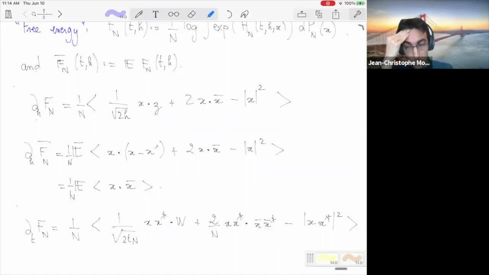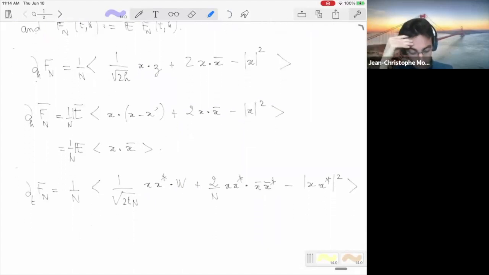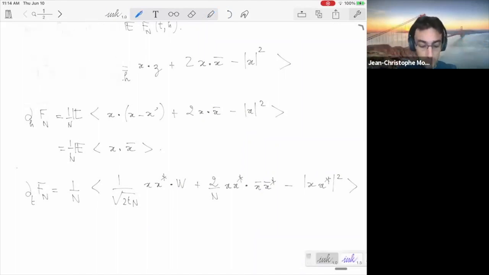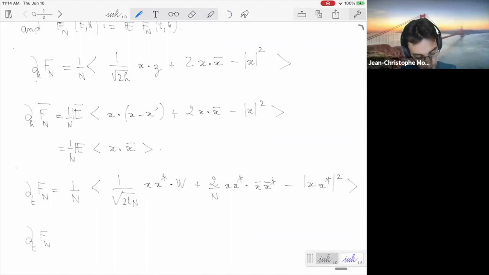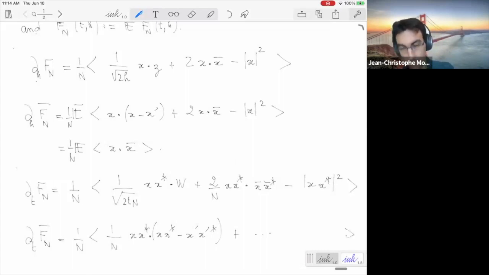I have not given you a formula for the Gaussian integration by parts with respect to w, but it's going to work exactly the same way. When I take this average outside, I'll get dt f_n bar. I'm going to get 1 over n times the bracket of 1 over n, x star dot x star minus x prime star, plus blah blah blah. The rest is unchanged.